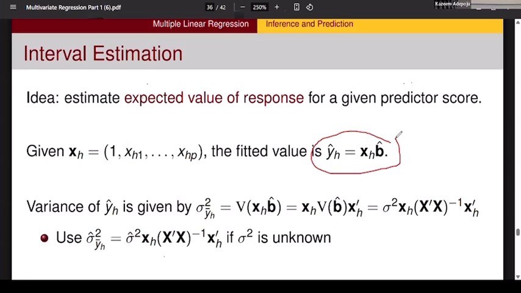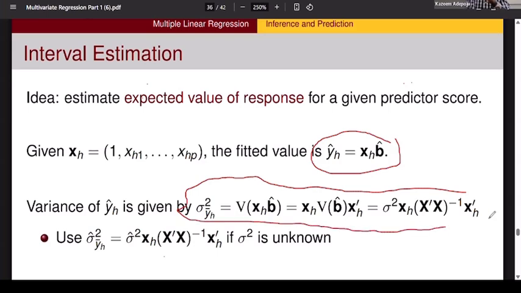And how am I going to get a standard error for this prediction? Then I need a variance. Because when I get the variance of the prediction, the square root of the variance of the prediction will be the standard error. Now pay attention. The variance of the prediction is this. That is the variance of prediction.